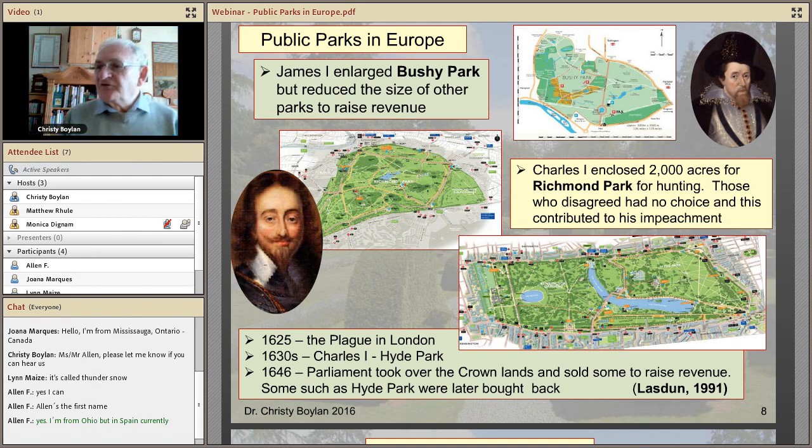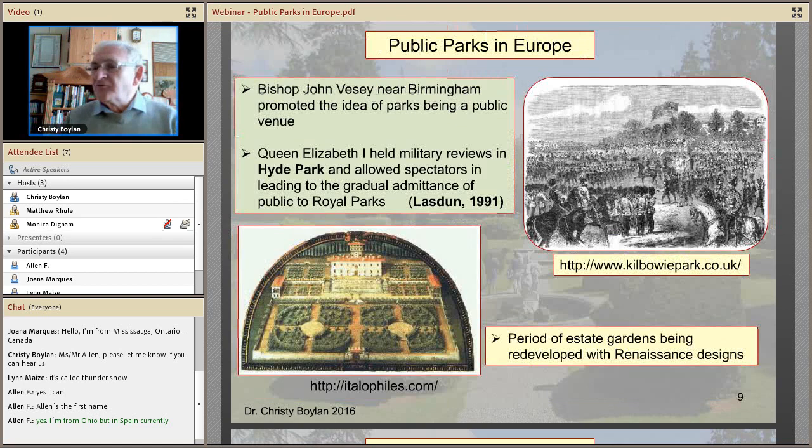And Charles I enclosed 2,000 acres for Richmond Park for hunting, and this was not seen as a good idea because he displaced so many people. Richmond Park is a very large park in London and still is today one of the biggest parks over there. And Charles I was beheaded by Cromwell, and this is one of the reasons that he fell out of favour, because he was looking after himself.